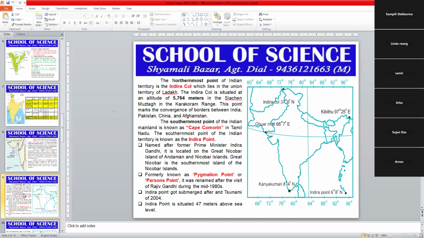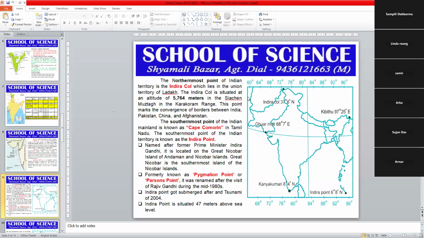Now, this is very, very important. The northernmost point of Indian territory is the Indira Col. You see, there are 4 points here. You have to remember. This is the northernmost point. This point is called Indira Col. The northernmost point of the Indian territory is the Indira Col, which lies in the Union Territory of Ladakh.